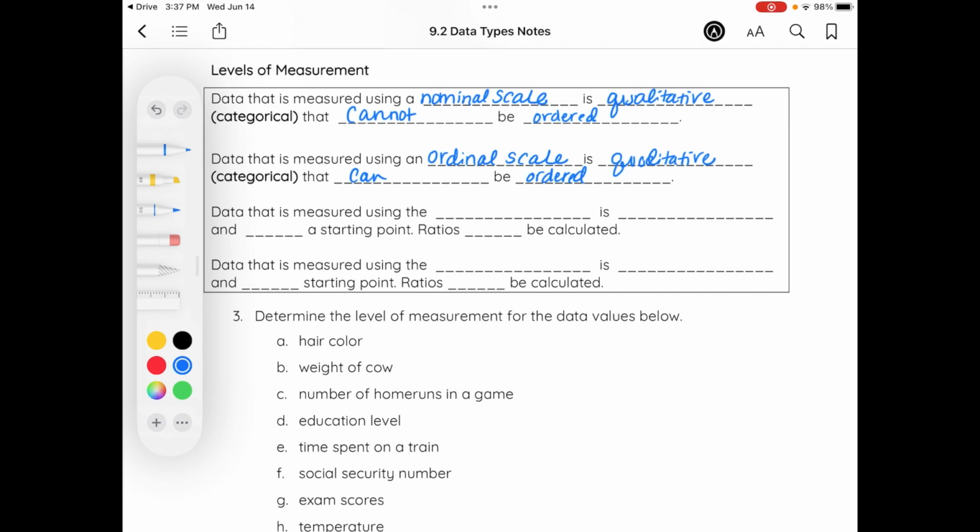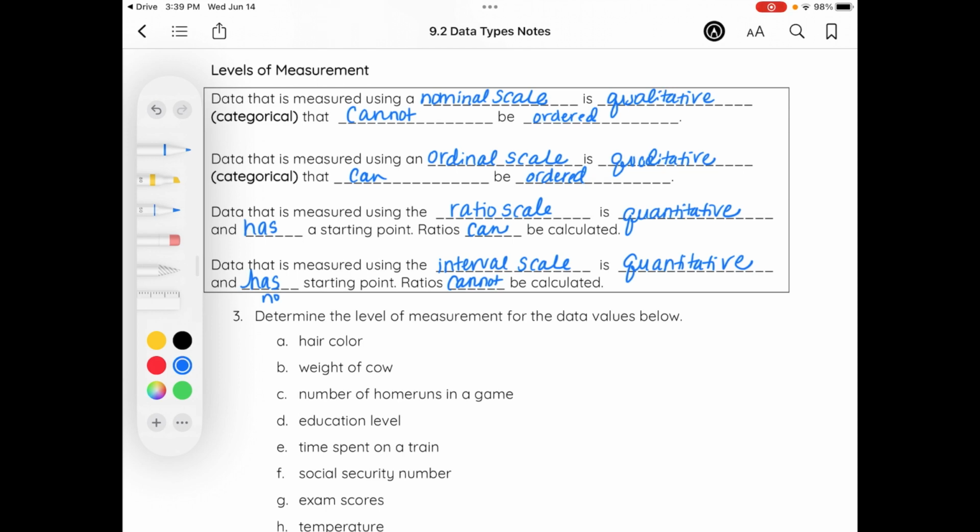Data that can be measured using a ratio scale is quantitative, because ratios again are numerical values, and has a starting point. Ratios can be calculated. Data that is measured using an interval scale instead is for quantitative data and has no starting point, so ratios cannot be calculated.